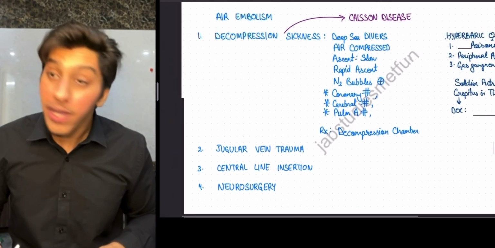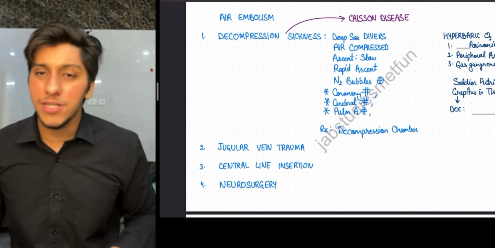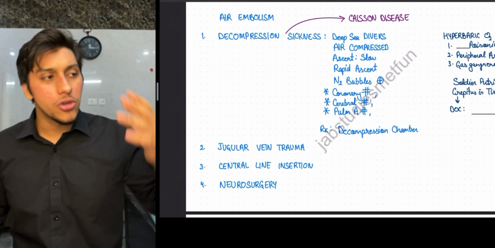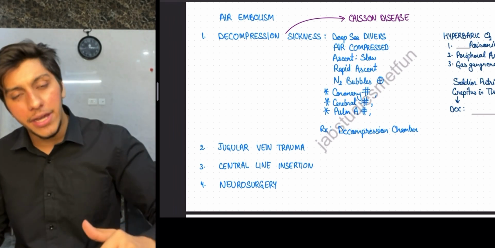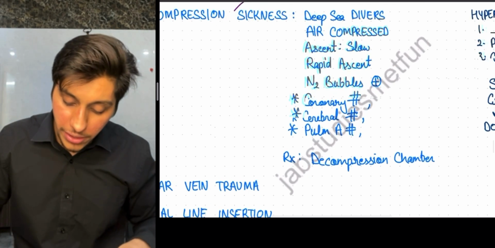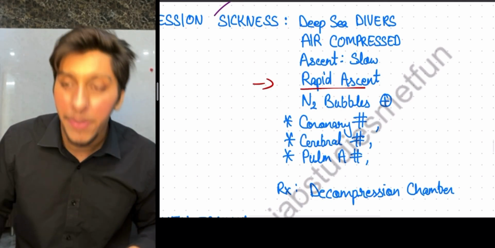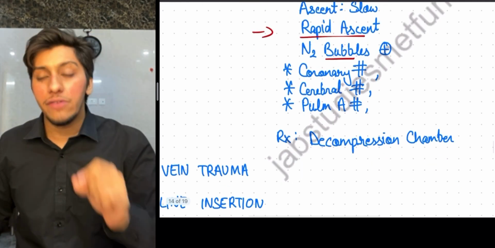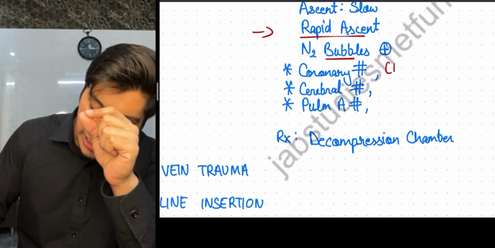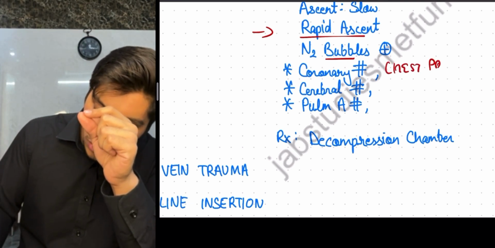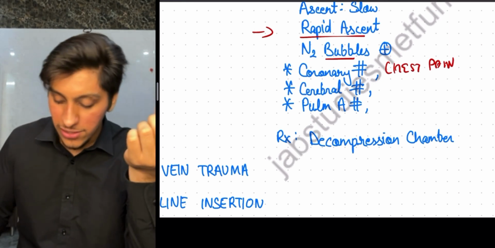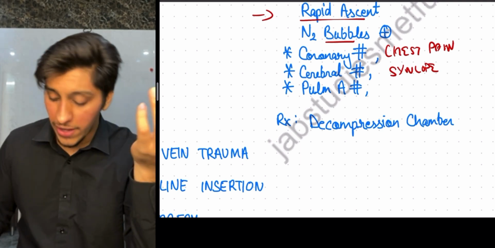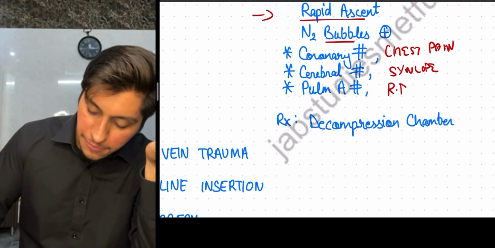What are the causes of air embolism? Number 1 cause is going to be decompression sickness. What history will come with decompression sickness? The patient is a scuba diver. Usually what they are recommended is, whenever you go on a deep dive, come up slowly. If a scuba diver comes up very fast, a rapid ascent, you will have nitrogen bubble formation. These nitrogen bubbles will go to the coronary artery, and thereby you will have chest pain. They will go to the cerebral vasculature, and it will cause symptoms like syncope. They go to the pulmonary vasculature, and thereby cause respiratory distress.